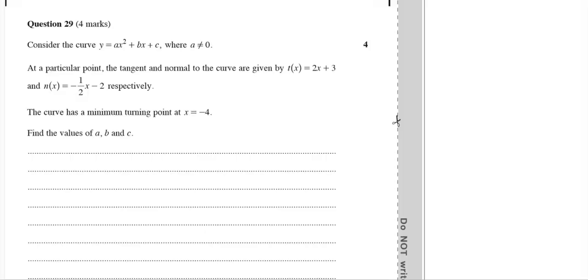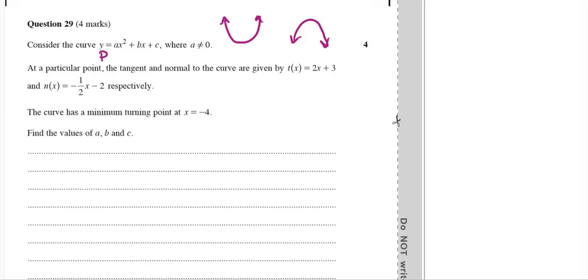Okay, so let's get started. Straight away I notice it's a parabola. I don't know the value of a, so I don't know if it's concave up or concave down. It could be either, but I do know it's a parabola. And I know that there's a particular point where the tangent and normal are given by those lines. I'm going to call that point P.